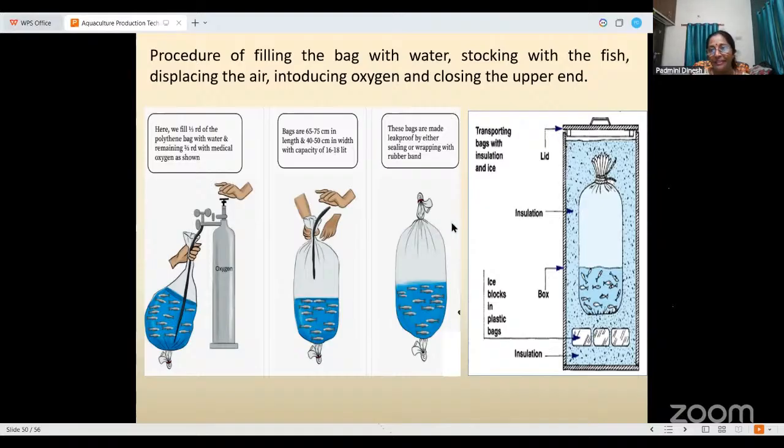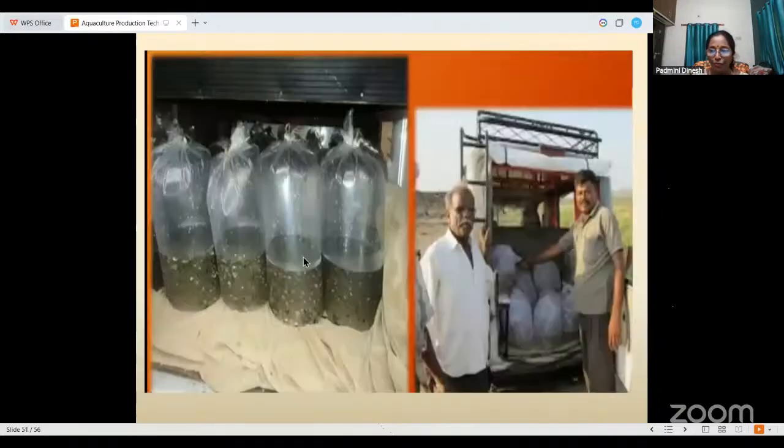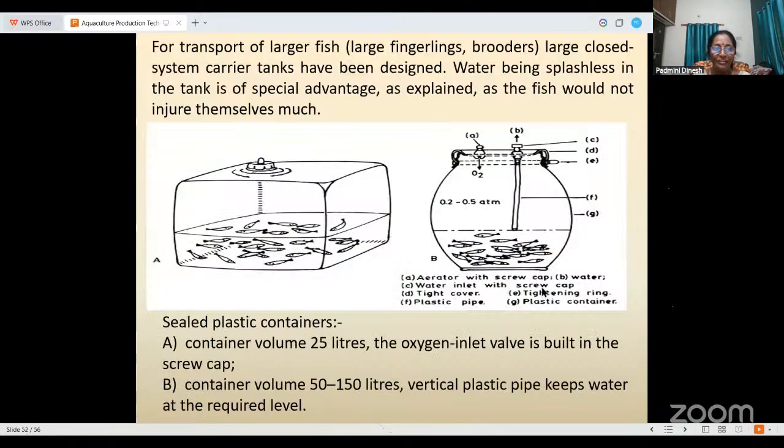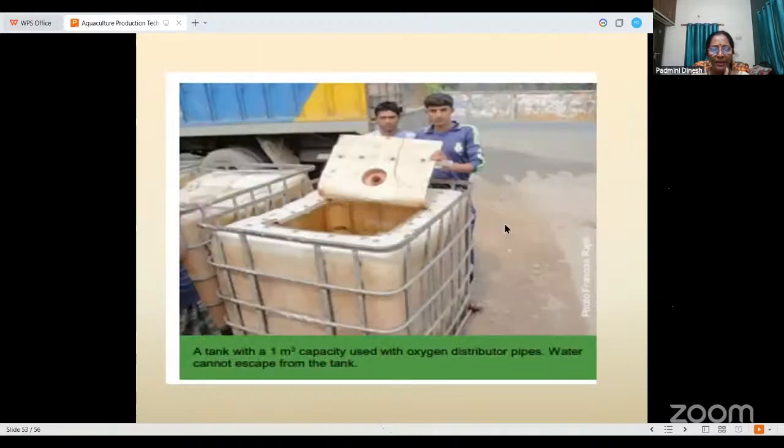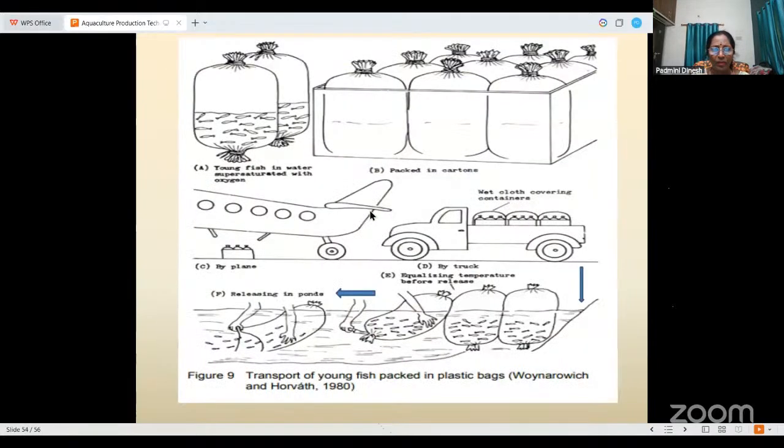Now this polythene bag is kept in boxes like this with insulation, and time and again you're going to check the oxygen levels in them, and these are carried to different parts. So these are the packets which are sent to different places. These are the different types of containers. This is a 25-liter container. This is a 50 to 150-liter container. You can see those places for oxygen supply. You also have a pipe for oxygen supply. And this is the open type. This can be distributed either by flight or by trucks.